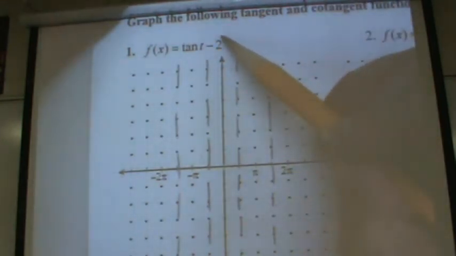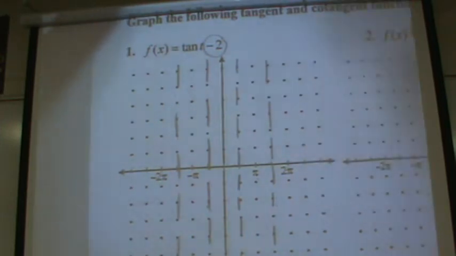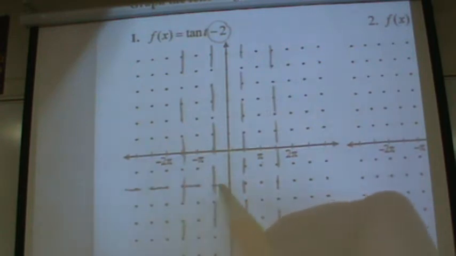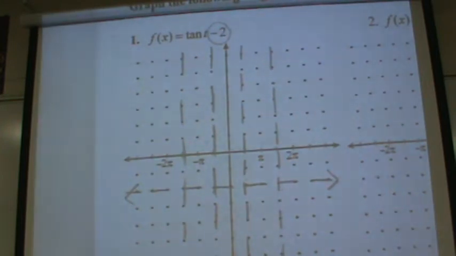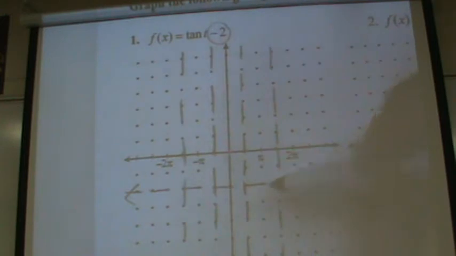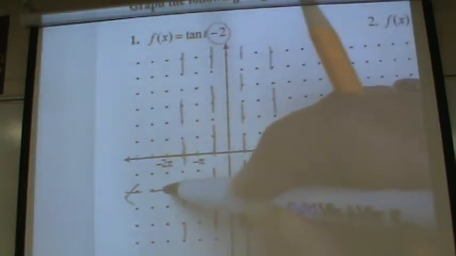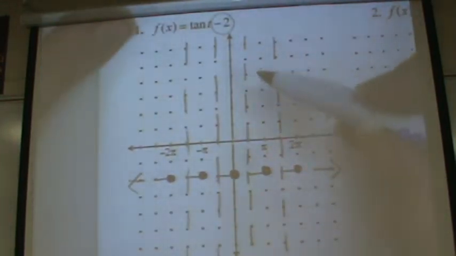Now, this is going to be a shift 2 units where? Down. So you have your new x-axis. Now put your zeros in. Where are your zeros? Pi. All of these in between. Those are your zeros. And now your steepness is 1.